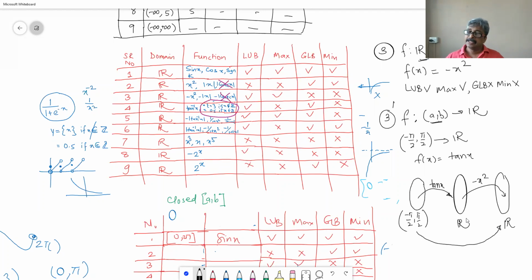Yes. Will I get it? Yes. So what is going to be the composition function? You are taking tan x here and then minus x square. So y is equal to minus tan x bracket square is the function which will be defined from minus pi by 2 to pi by 2 and which will take you to real numbers. Composition function.